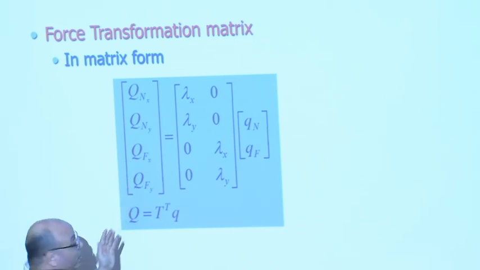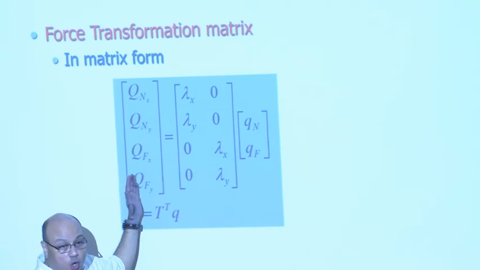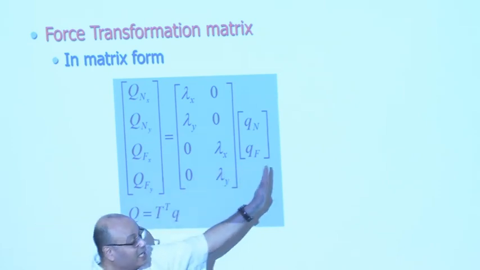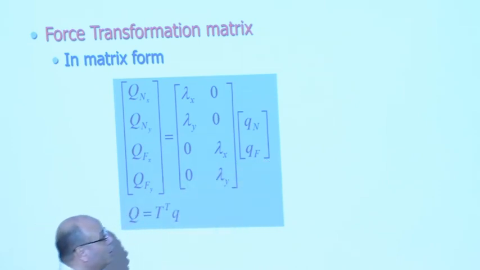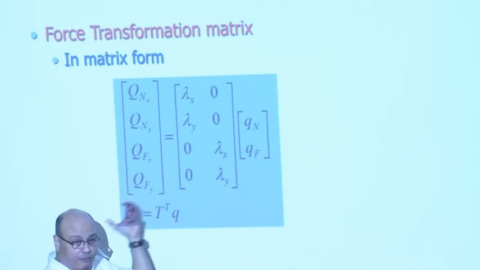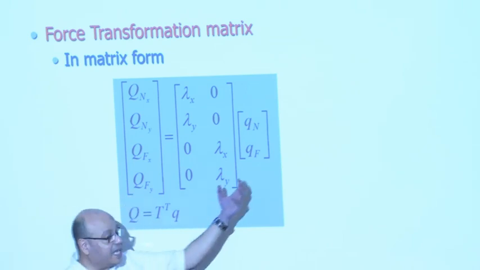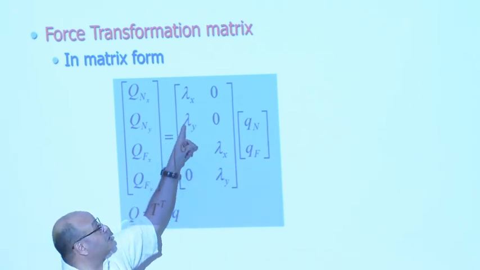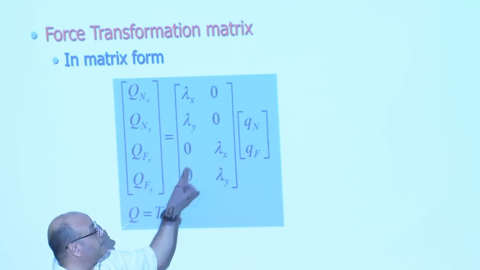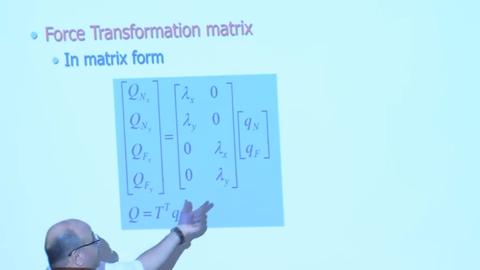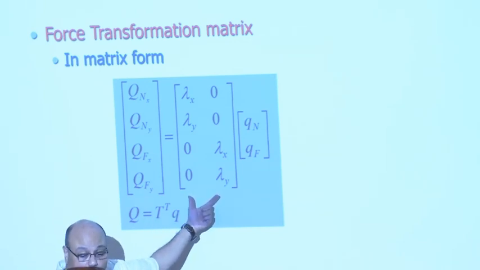In the previous example, the left-hand side is the local displacement. Here we have the global forces in the left-hand side, and the right-hand side will have the local forces. What is governing the relationship between the global forces of the element and the local forces? That matrix, which is lambda x 0, lambda y 0, 0 lambda x, 0 lambda y. What is the dimension of this? 4 by 2.